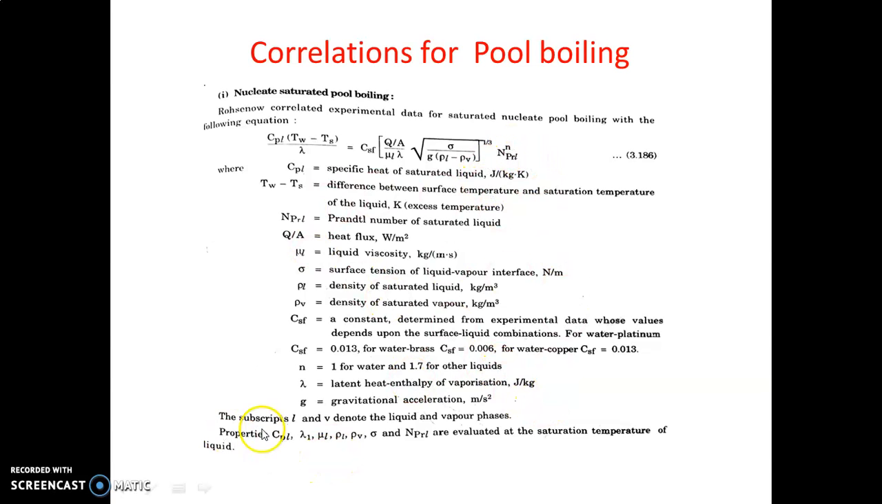Note that in this formula, L stands for liquid and V stands for vapor. All these properties are evaluated at the saturation temperature of the liquid, that means at the boiling point of the liquid. All these properties, specific heat, lambda, viscosity, density, surface tension, and Prandtl number, are calculated using the saturation temperature.